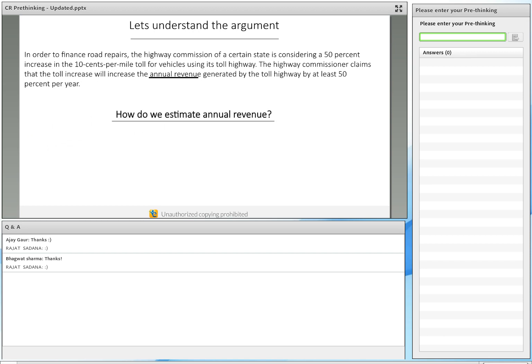Overall, we look at this and say, before we look at the answer choices, let's do pre-thinking. To do pre-thinking, let's understand the conclusion. The conclusion talks about this thing called annual revenue. So how do you estimate annual revenue?